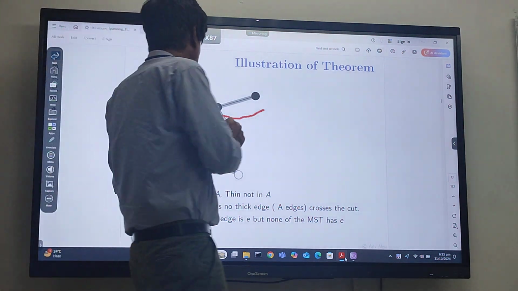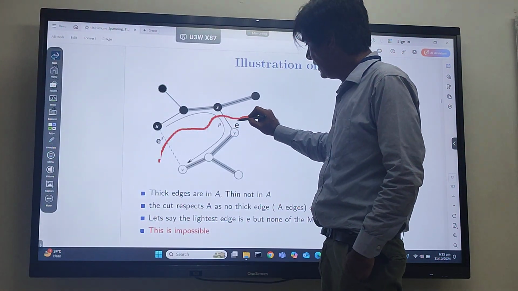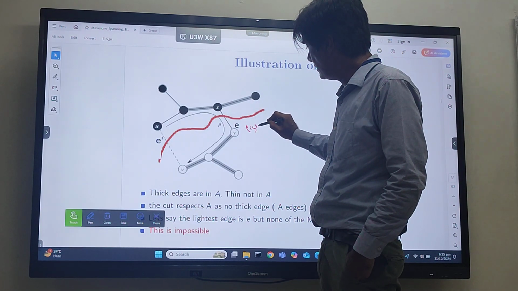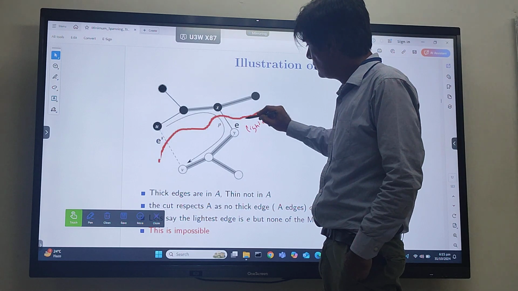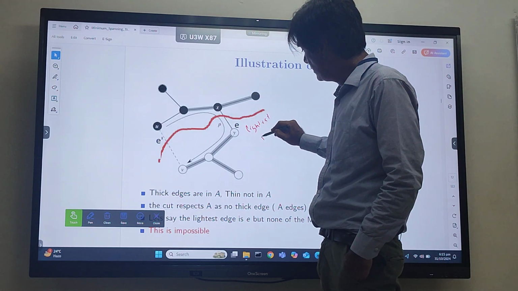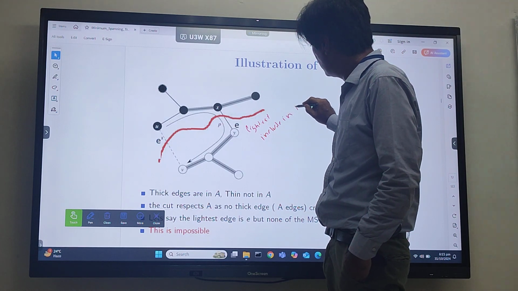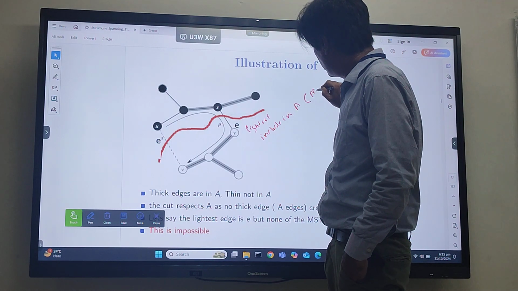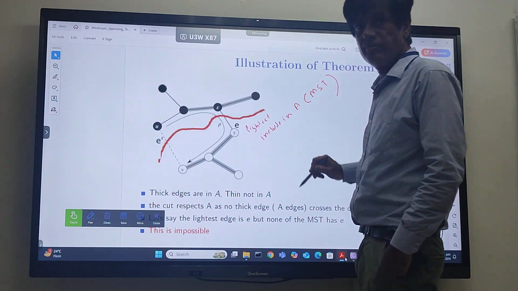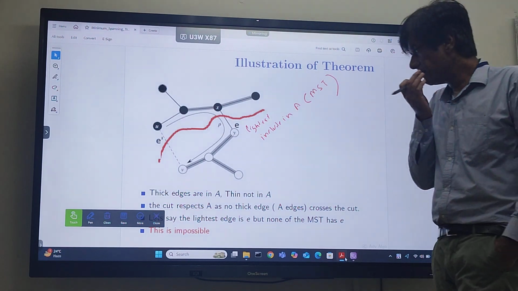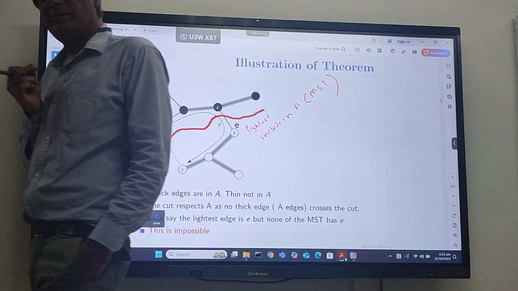So, if E is the lightest edge, so this is the lightest edge, we can include this in A, which is the MST essentially. So what do you mean by the lightest? The minimum weight.